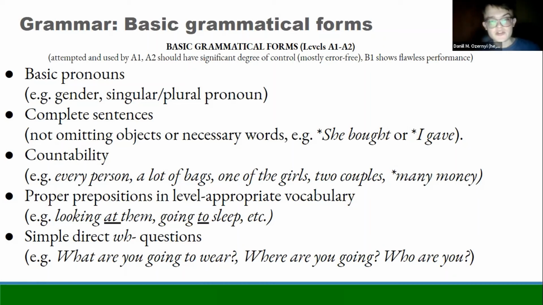Proper prepositions. Yes, in level appropriate vocabulary, and you see how it correlates with vocabulary, right? But if they make a mistake in a preposition, that's a grammatical mistake. If they use an incorrect verb or word, that's a lexical mistake.